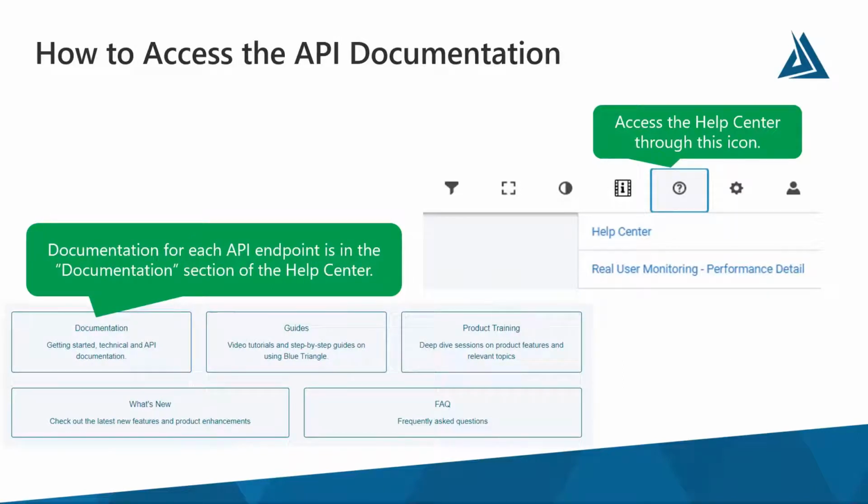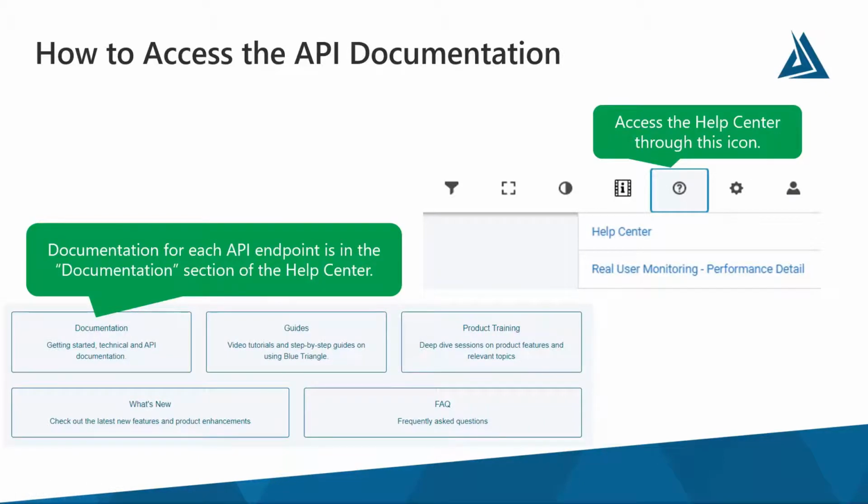So first, how do you get to the API documentation? Well, it's in our Help Center and the documentation section. So if you're in Blue Triangle, you can get to the Help Center using the question mark icon. This is in the top right side of the screen. And when you get to the Help Center, you just hit documentation, and you'll be able to see an entire section for the API, and you'll see different articles for the different endpoints.